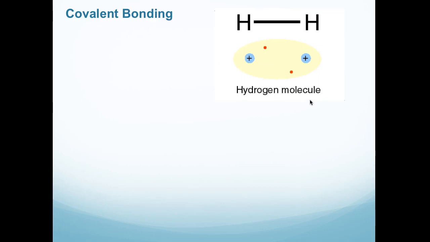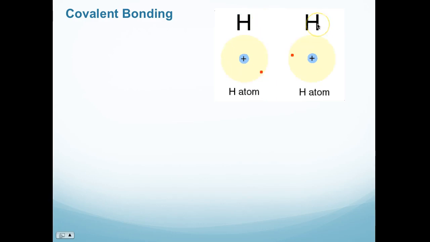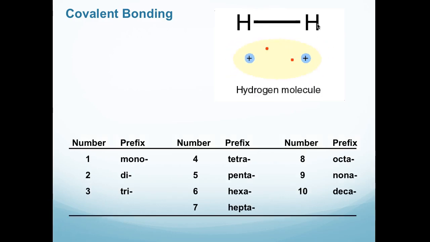Okay. If we now look at covalent bonding, this is where we are now sharing electrons. So we have 1 electron coming from this hydrogen, 1 electron coming from the other hydrogen, and we're sharing. It's one of our exceptions to the octet rule. Hydrogens only need 2 electrons to be happy. So now it is stable.